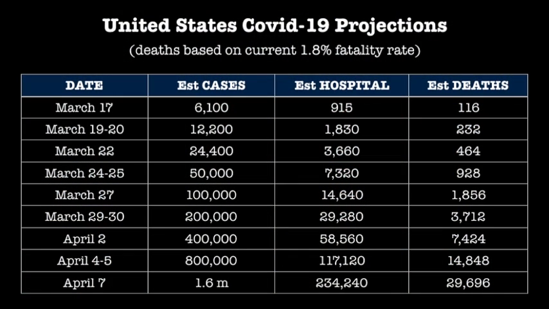So as those cases resolve, then likely we'll begin to see more deaths. But if we use that 1.8% and project now how many of these people will end in death, these are the numbers that we get. So as of today, 116 deaths. Again, that's 1.8% of the total number of 6,000 cases. And if we go to April 7th, we see 29,000 deaths.